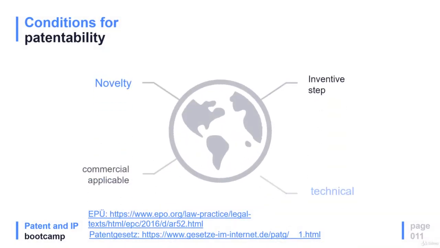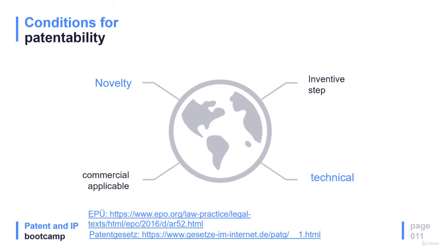We will also have a look at the conditions of patentability. How does the process work in general to get a patent? There we will also talk about the costs of a patent and about patent attorneys.